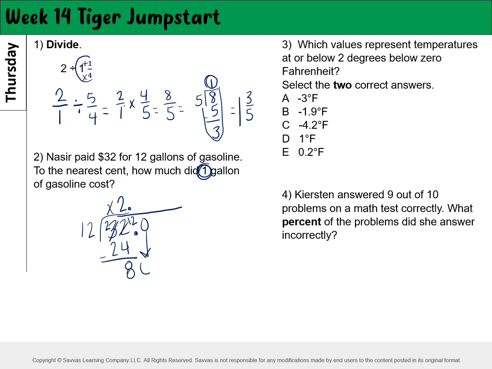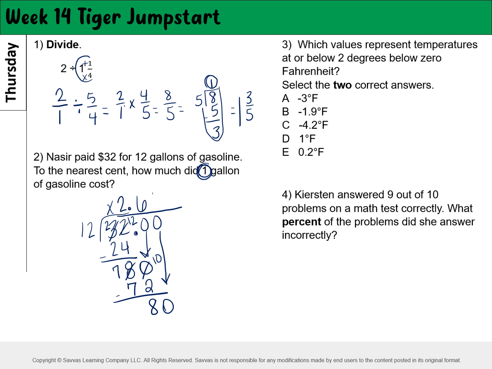From here, 12 goes into 80 how many times? Should be 6 times. 6 times 12 would be 72. Subtract. 0 minus 2 we can't, so 8 would be a 7. 0 is a 10. 10 minus 8 is 8. Again, we're going to have to add another 0. What do you notice is happening? It's going to keep repeating.